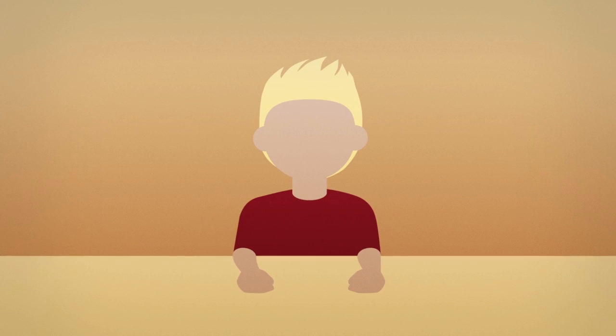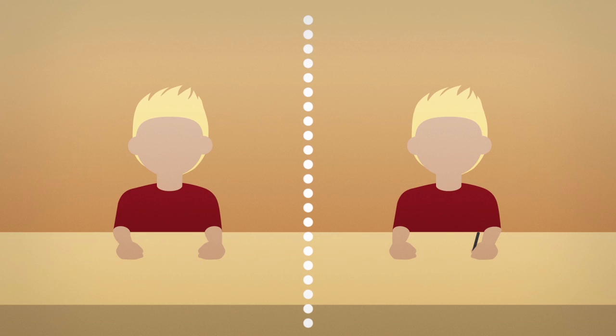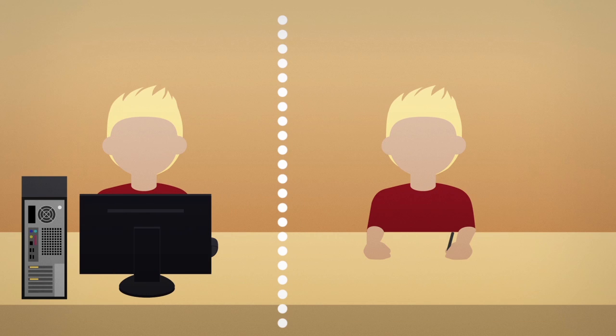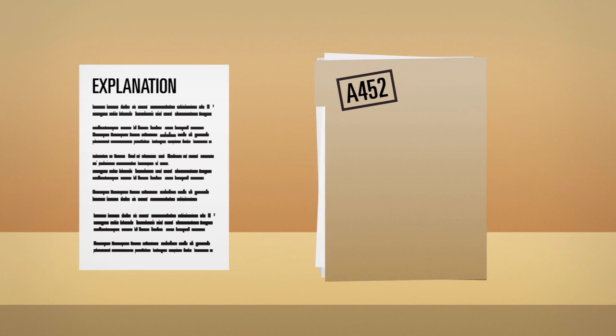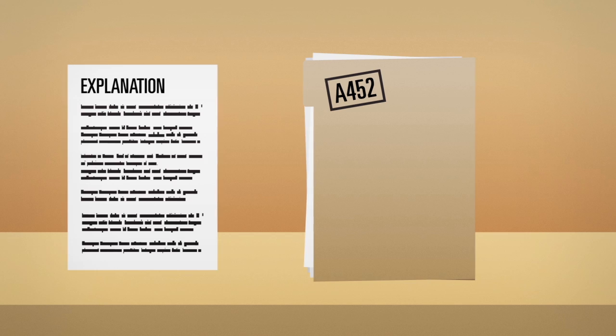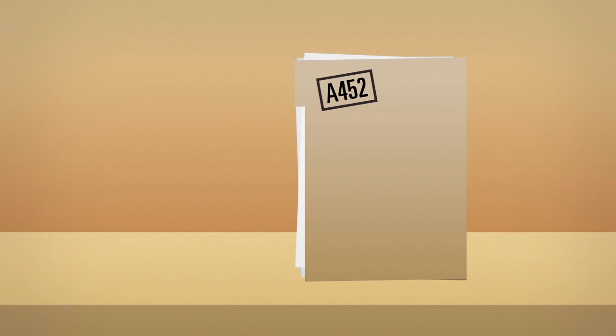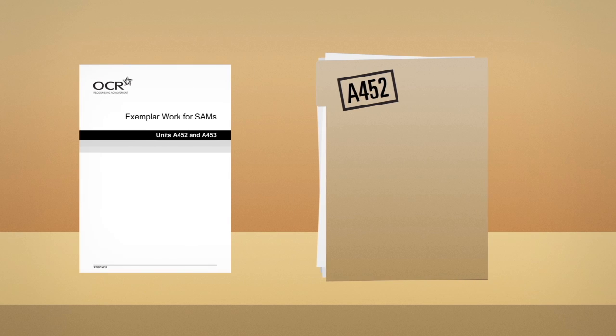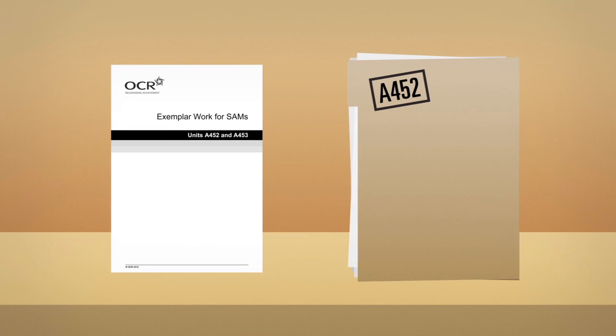There will be a mix of tasks that involve carrying out activities such as programming and tasks where you will need to write an explanation. At the end of the controlled assessment, you will need to write about what you have learned about the topic of the investigation. This is a sample controlled assessment for Unit A452.